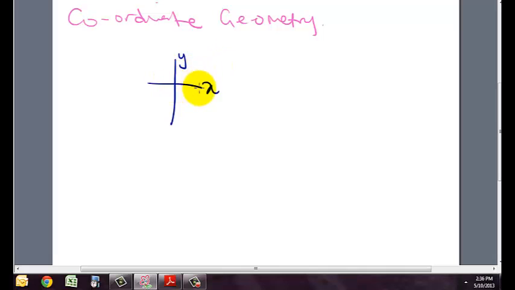We know these are always going to be our positive numbers. These are going to be our positive numbers as well for the y. These are going to be our negative numbers, and these are going to be our negative numbers for the y. So these are all our x's, these are all our y's.